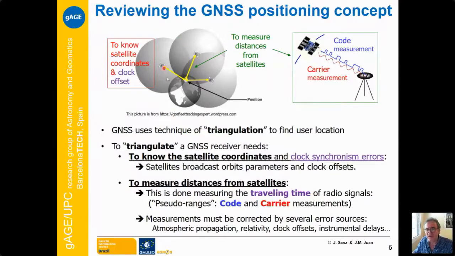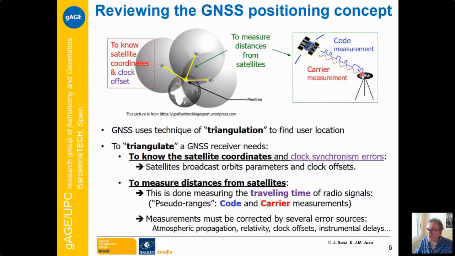Then in order to solve these problems, we have to know where the centers of these spheres are. We have to know the radius of these spheres. Then for the ranging, we will consider two different measures. These measures are based on the estimation of traveling time from satellite to receiver. And we will use what we call code measurements and carrier phase measurements.